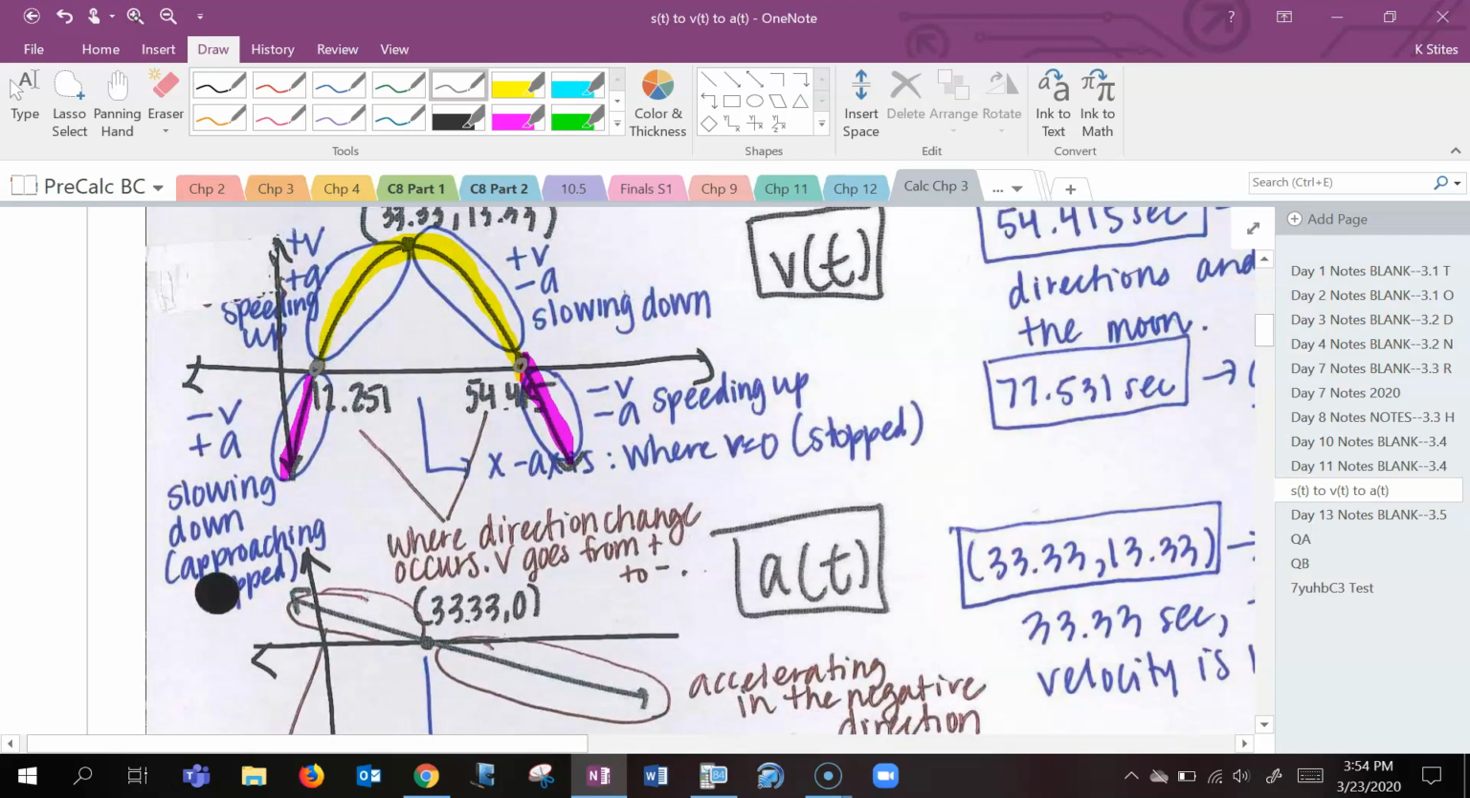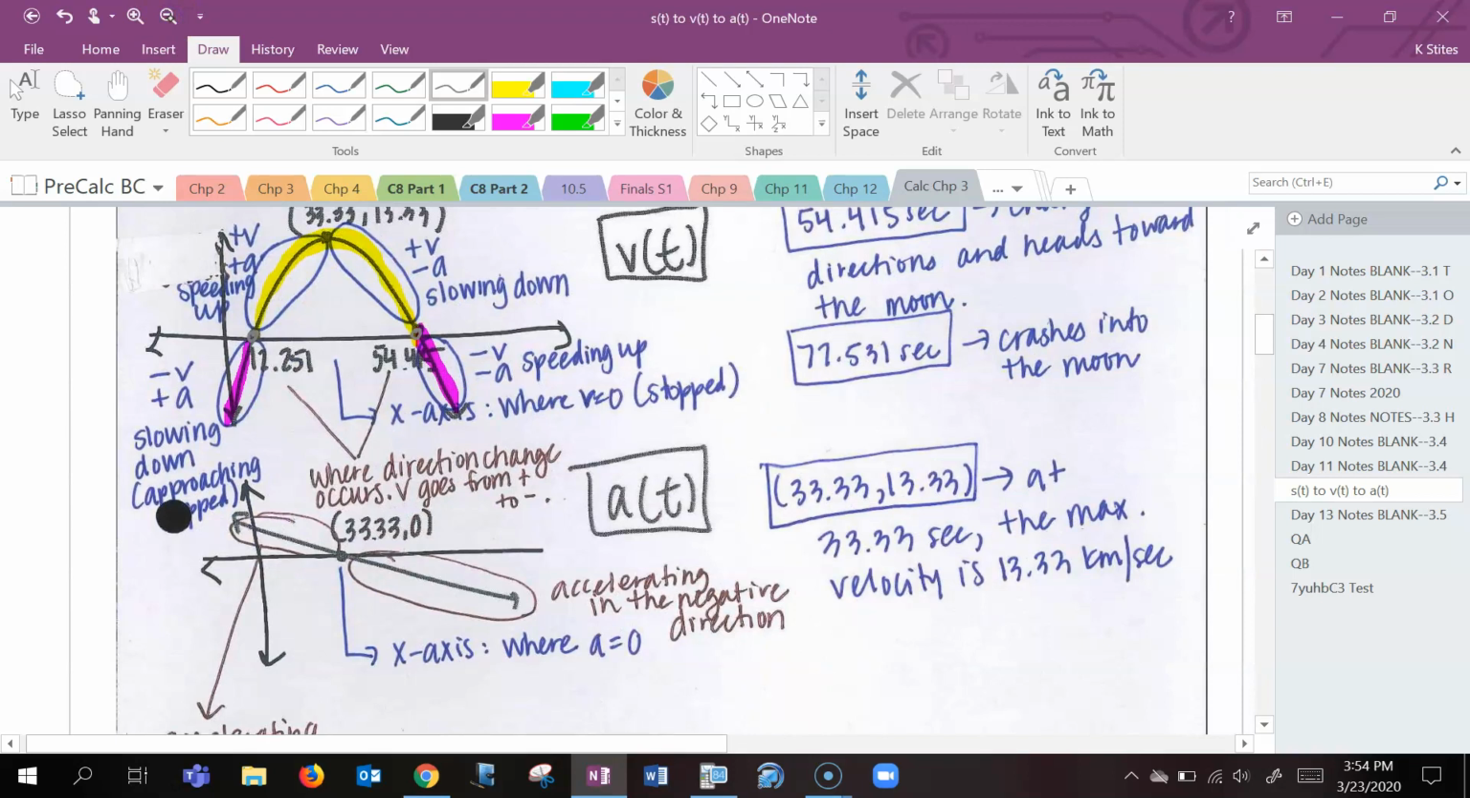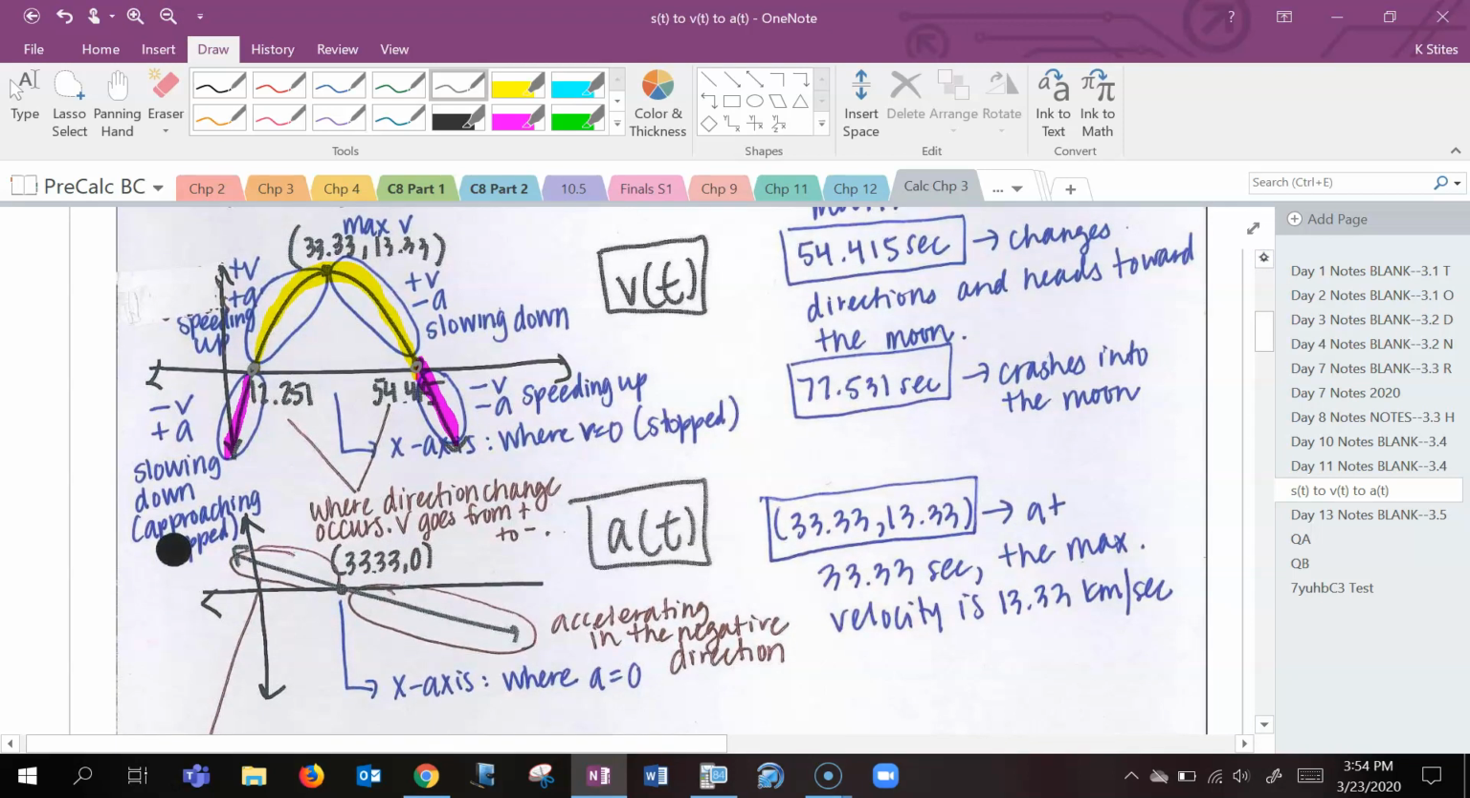The velocity curve is where you look when you're figuring out if you're speeding up or slowing down. For example, this purple part right here, the velocity is in the negatives, but you have a positive slope, right? It's going uphill. So that's negative velocity, positive acceleration. Those signs are opposite. That means we're slowing down, approaching stopped. That makes sense because this whole curve is velocity, so you're getting closer to 0, and if you're getting closer to 0, you're slowing down.